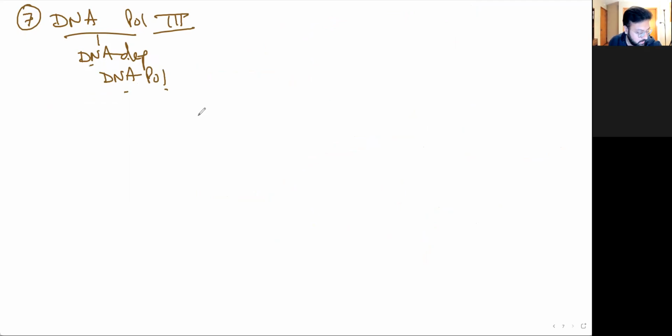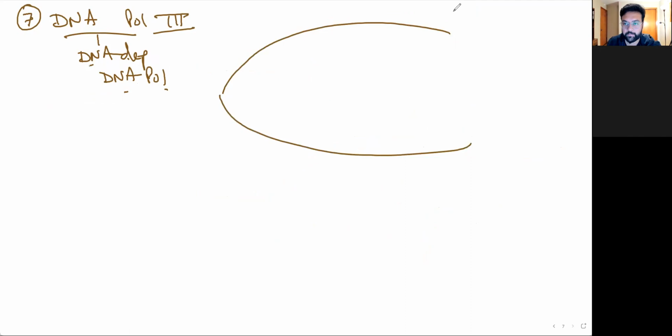Now, you can elongate your DNA with the help of DNA polymerase 3. I'm just going to make a replication fork again. This is 5' to 3', 5' to 3'. Again, label A, label B. Where should the leading strand be? B, because it's going to read from 3' to 5'.